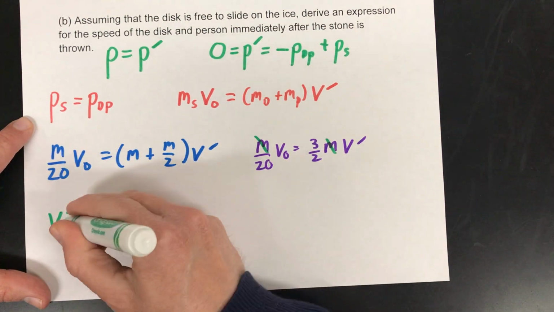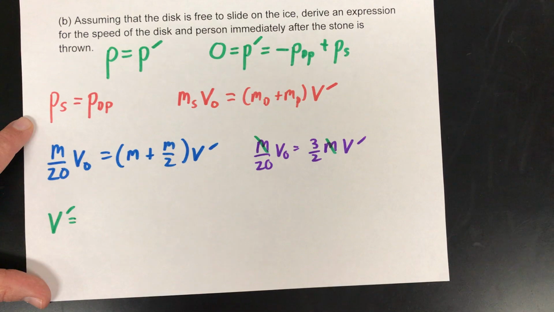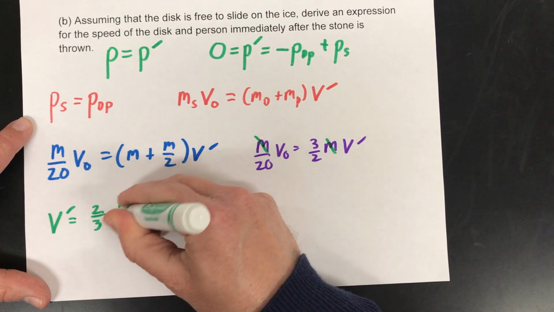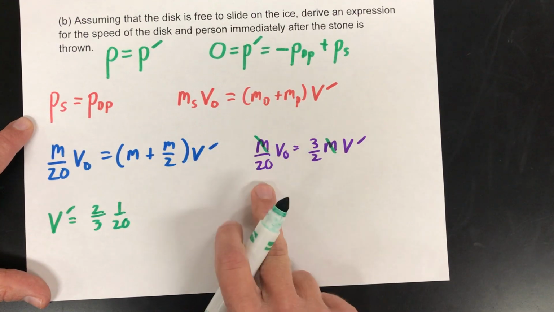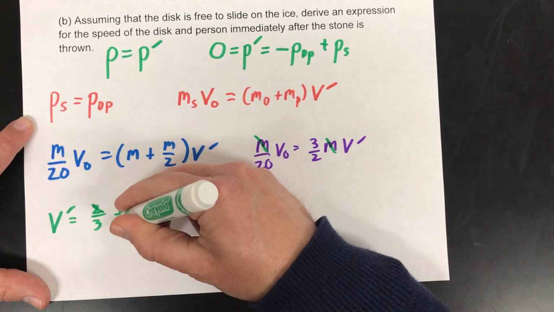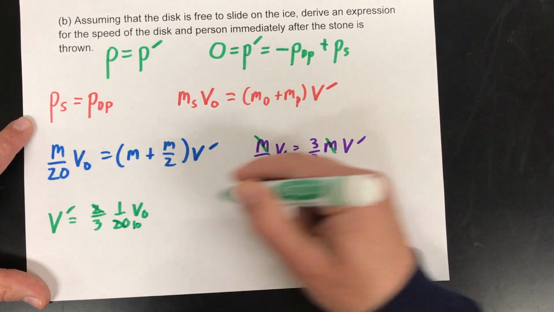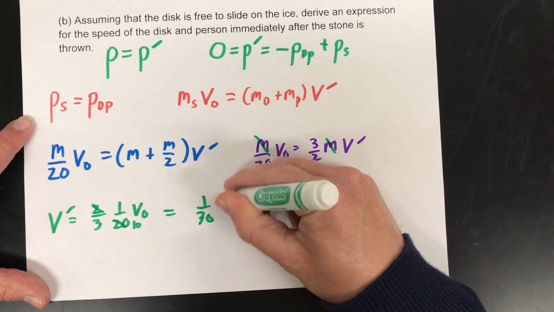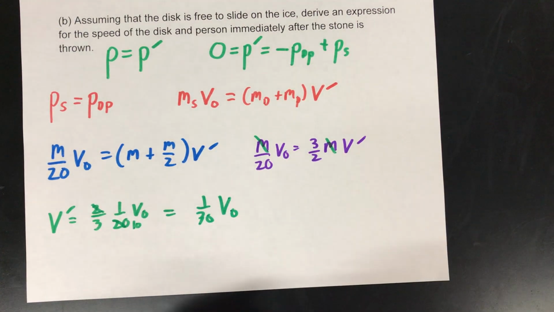So our final velocity of the disk and person will be 2/3 times 1/20th left over from here times v0. So this 2 will simplify this 20 down to a 10, and then the 10 times the 3 will give us 1/30th of the initial velocity of the stone there.